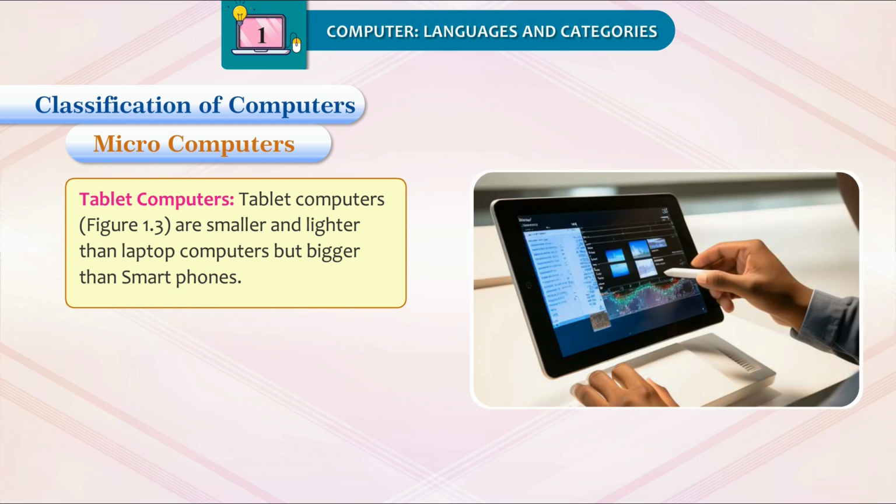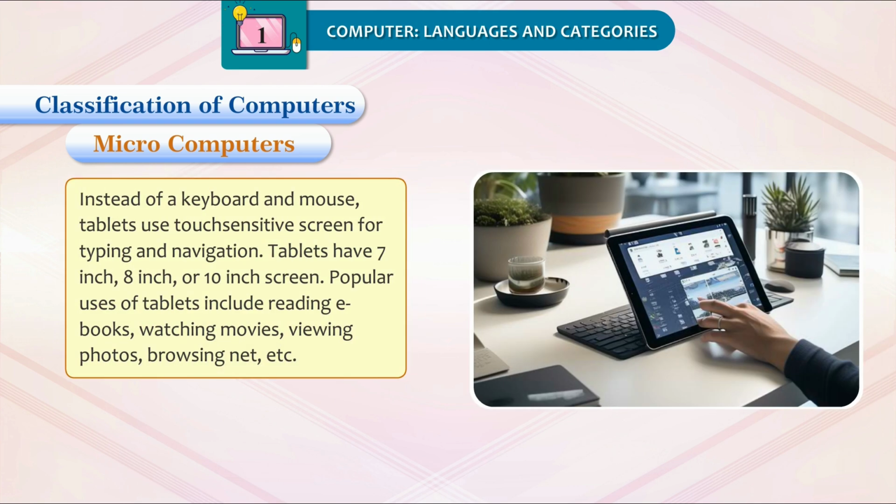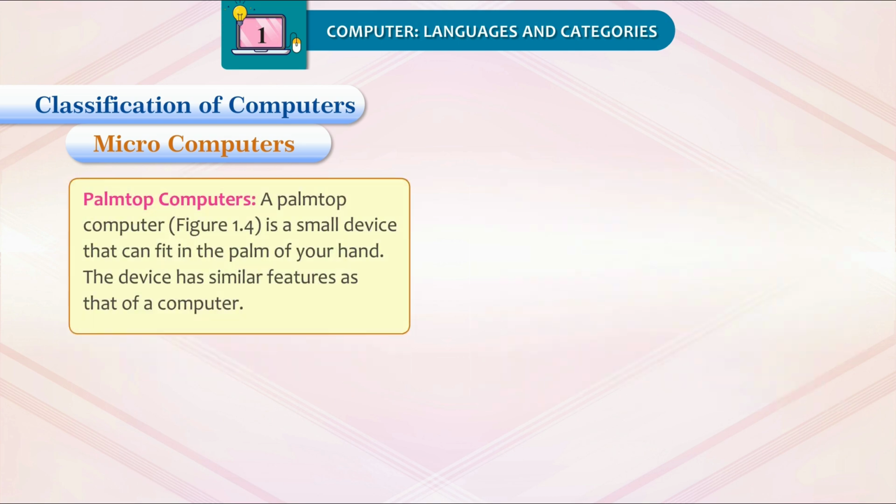Tablet computers. Tablet computers, refer to figure 1.3, are smaller and lighter than laptop computers but bigger than smartphones. Instead of a keyboard and mouse, tablets use touch-sensitive screen for typing and navigation. Tablets have 7-inch, 8-inch or 10-inch screen. Popular uses of tablets include reading e-books, watching movies, viewing photos, browsing net, etc.